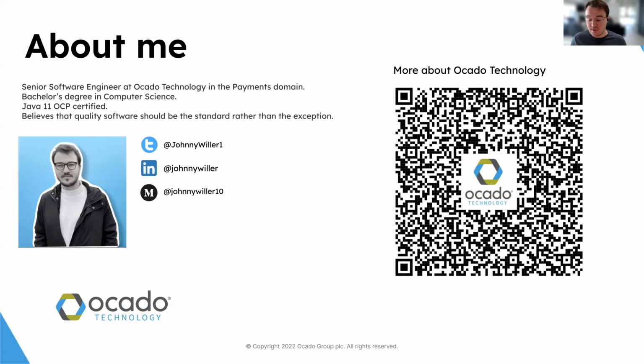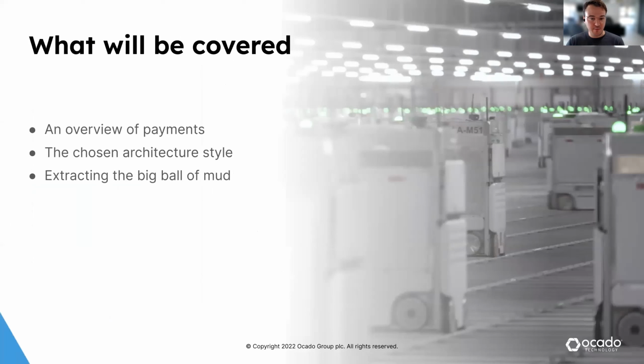In this session, I will mainly divide the talk into three big parts. First, an overview of our current architecture, how payments looks for us, and the difficulties that we have. Then the chosen architecture style, how we are improving this microservice. And then the next stage, how we are doing this continuously, how it looks in practice.